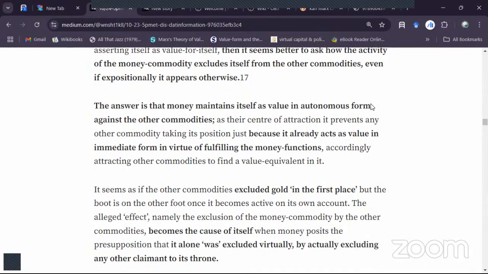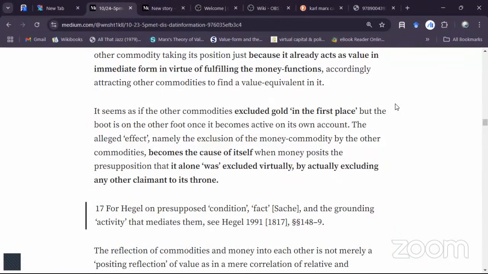The answer is that money maintains itself as value in autonomous form against the other commodities. As their center of attraction, it prevents any other commodity taking its position just because it already acts as value in immediate form in virtue of fulfilling the money functions, their immediate satisfaction. Accordingly, attracting other commodities to find a value equivalent in it, it seems as if the other commodities excluded gold in the first place.